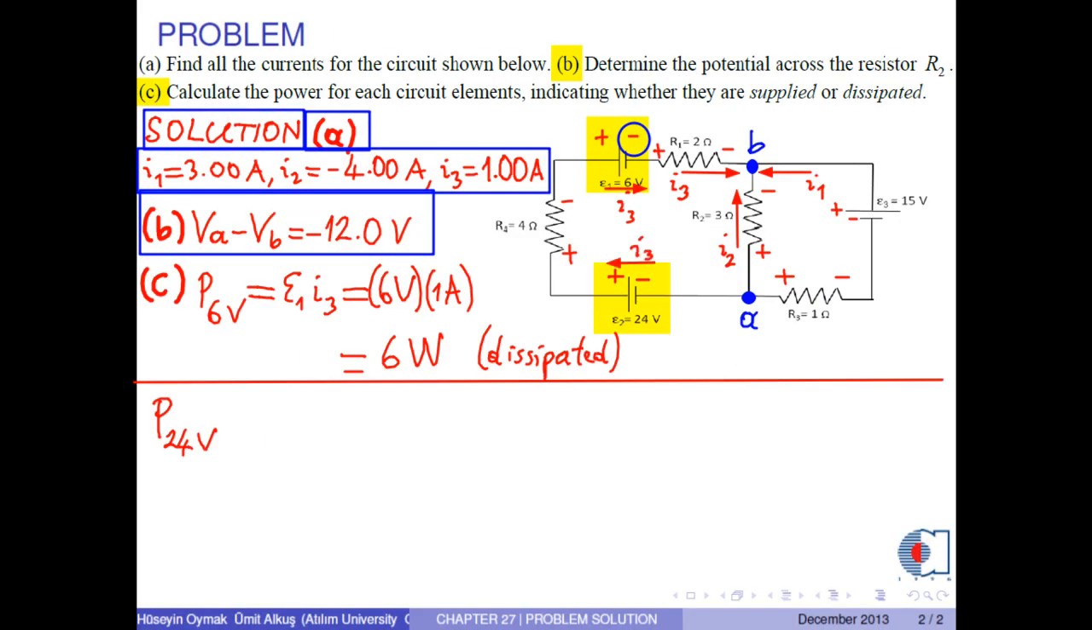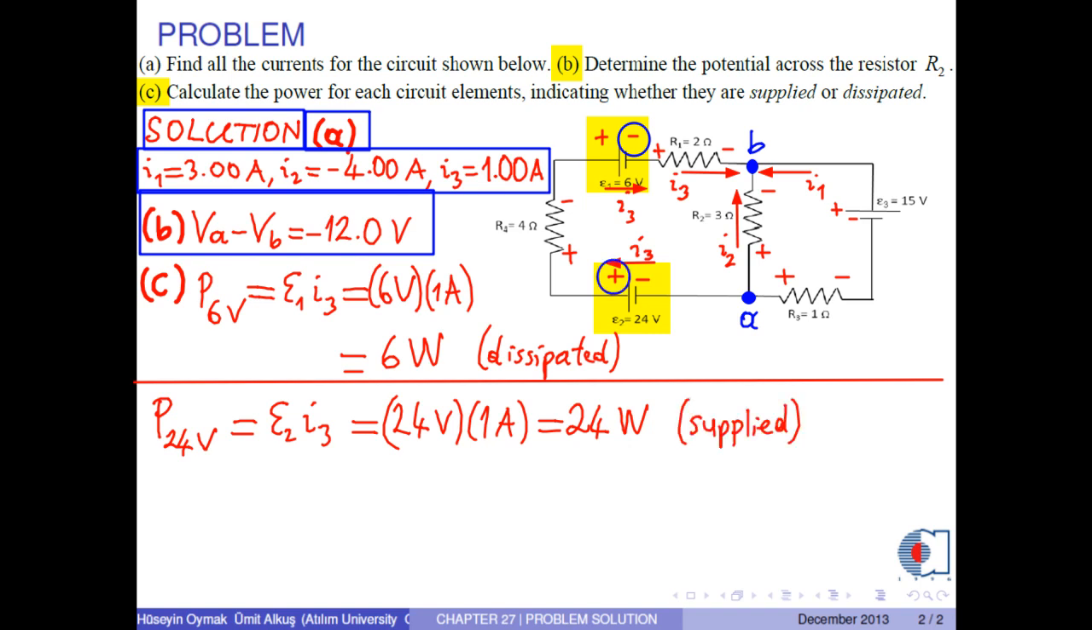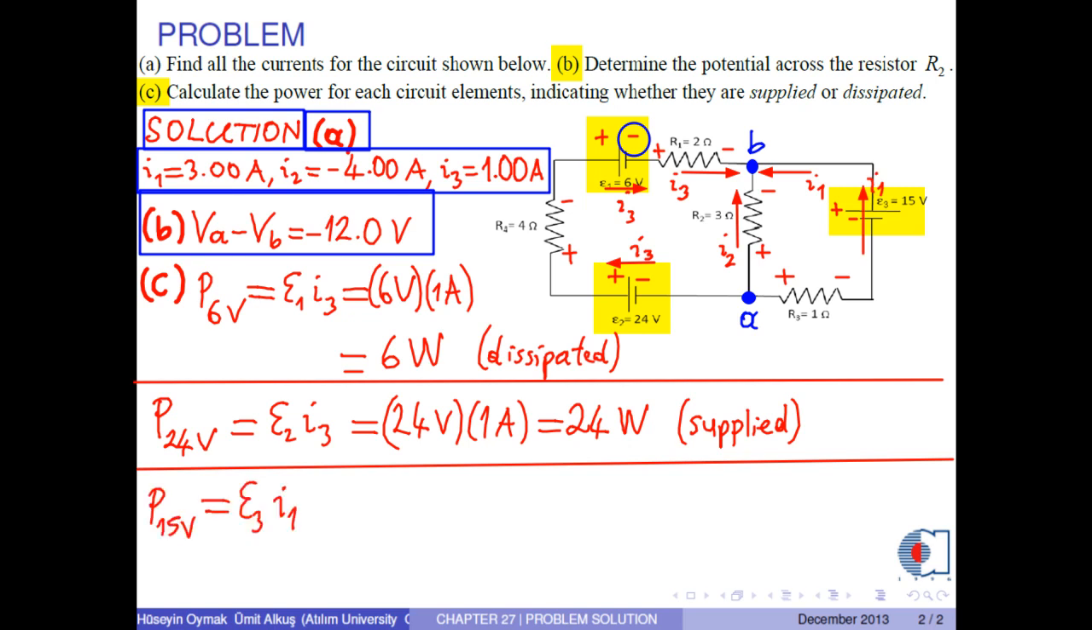For battery 2, we have the power epsilon 2 times I3. With the numerical values, we have 24 watts. And because the current flows from low potential to high potential, it is supplied. For battery 3, we have the power epsilon 3 times I1. With the numerical values, we get 45 watts. And since the current flows from low potential to high potential, it is supplied.